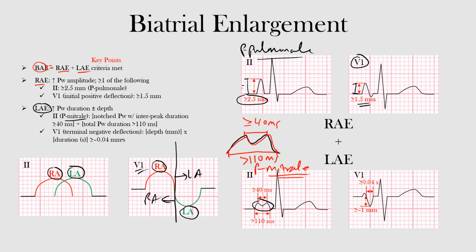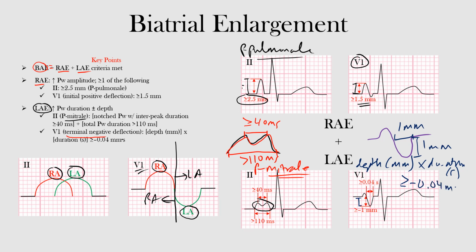Okay, so that's lead 2 and lead V1. In our biphasic P wave, we're looking at the terminal negative deflection. If we draw this here, the terminal portion should be at least 1 millimeter deep and 1 millimeter wide. Remember that equation where we're looking at the depth in millimeters, and it will be negative because we're going down below the baseline, and then the duration, which should be in seconds. If you multiply those, it should be greater than negative 0.04 millimeter seconds. Okay, so that's the criteria for both right and left atrial enlargement.